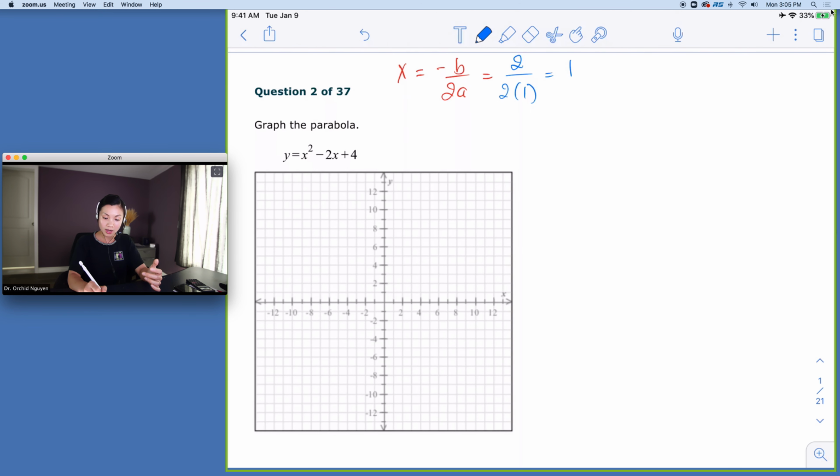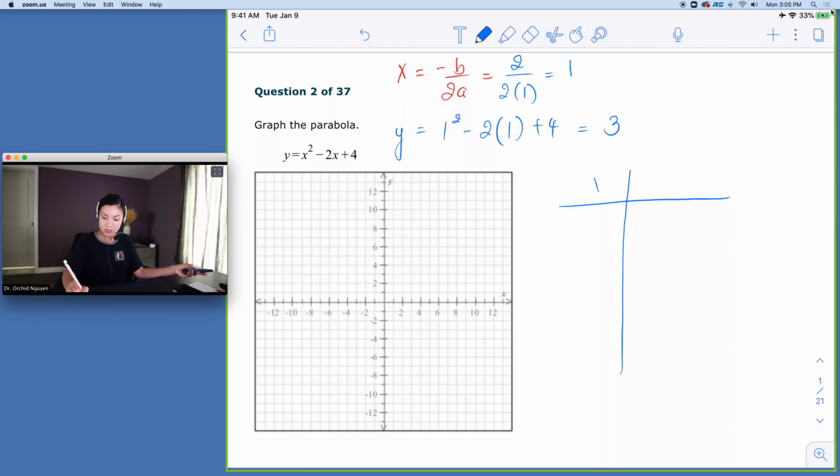So for y, you just plug it in, right? So 1 squared minus 2 times 1 plus 4. So 1 minus 2 plus 4 is 3. So the vertex is (1, 3). So I'm going to put x here and I'm going to put y there.